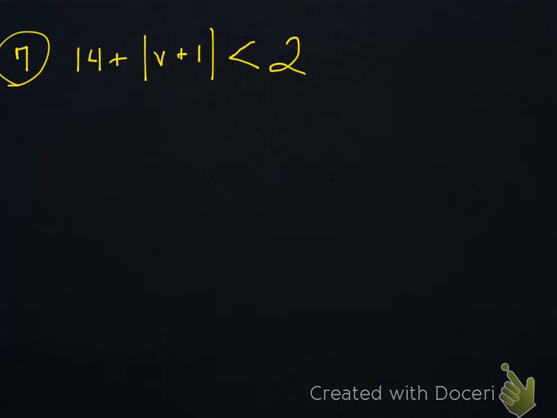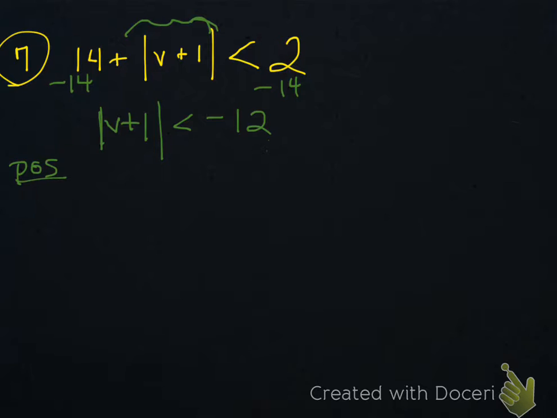Number 7. Number 7, our absolute value is not the same, but it's also not isolated. Look at that. So we got to get rid of that 14. We're going to subtract the 14. Move it over to the other side. Okay, so I'm going to have my absolute value of v plus 1. And now it's going to be less than negative 12. And for some folks out there, they're thinking, wait, Mrs. Boots, we cannot have it with a negative. Well, in inequality land, yes, we can have that negative.